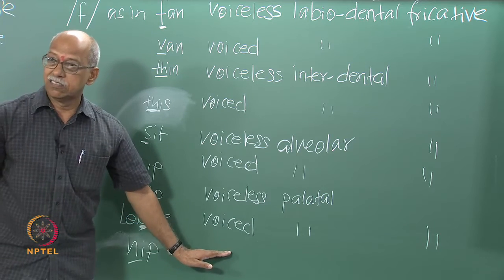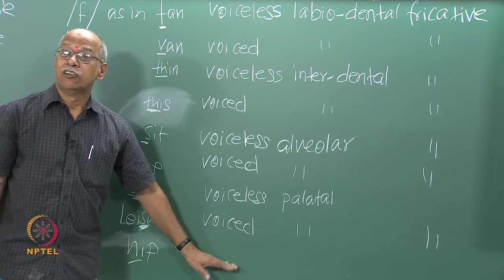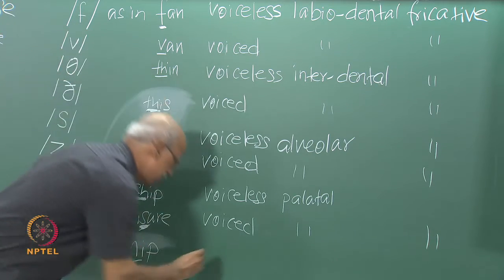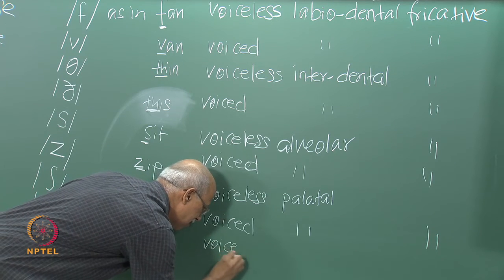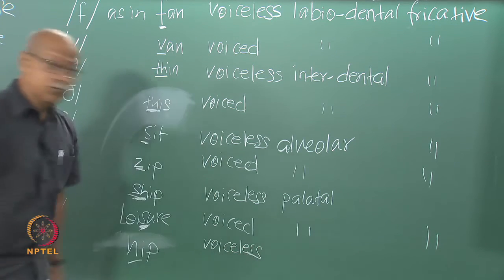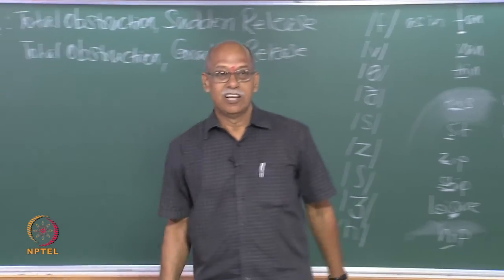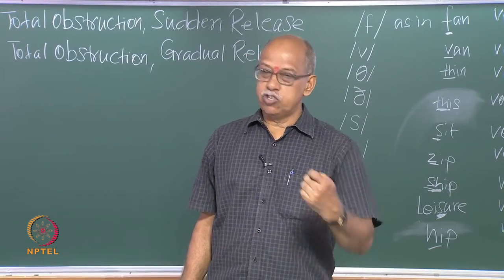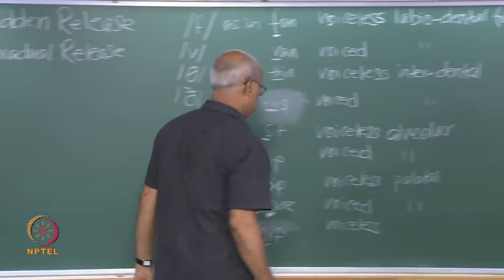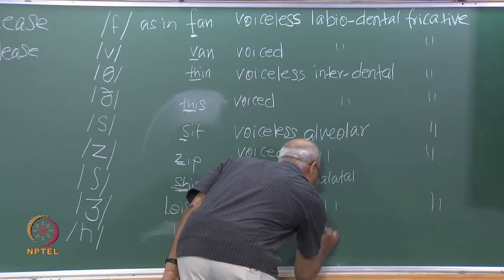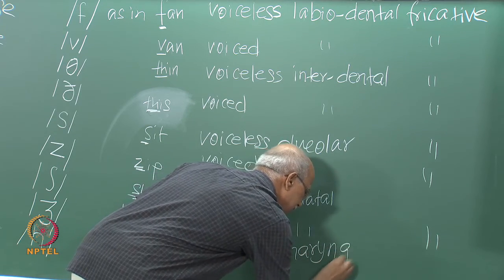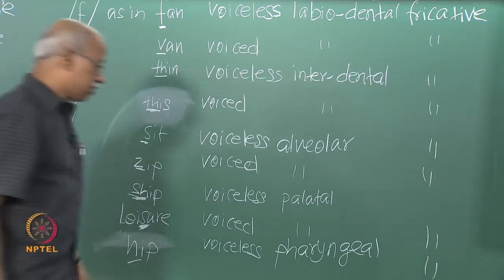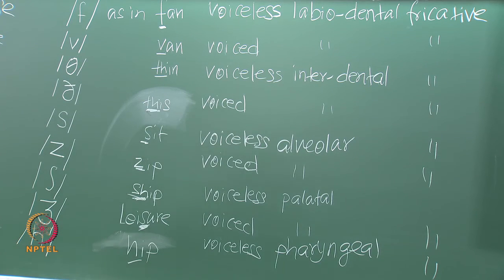Voiced or voiceless? Please, the class. My friend on the last bench, please. Voiceless. Then, where is the place of articulation? Pharynx. Therefore, adjective of pharynx would be pharyngeal. Please write. Pharyngeal. P-H-A-R-Y-N-G-E-A-L. And of course, fricative. This is voiceless, pharyngeal, fricative. Okay.